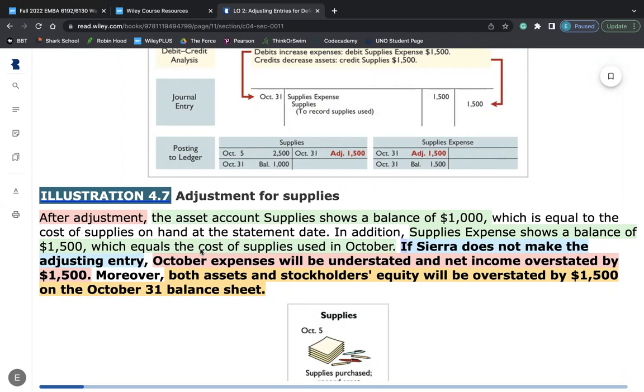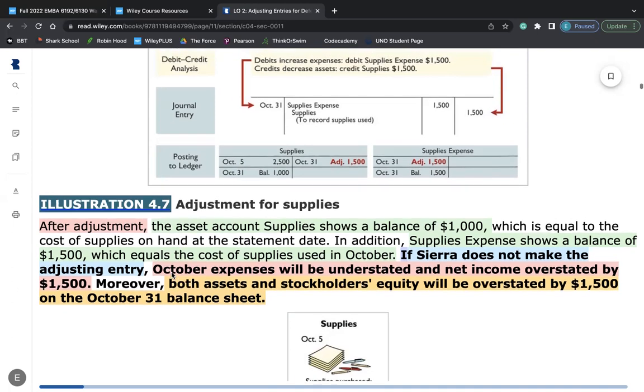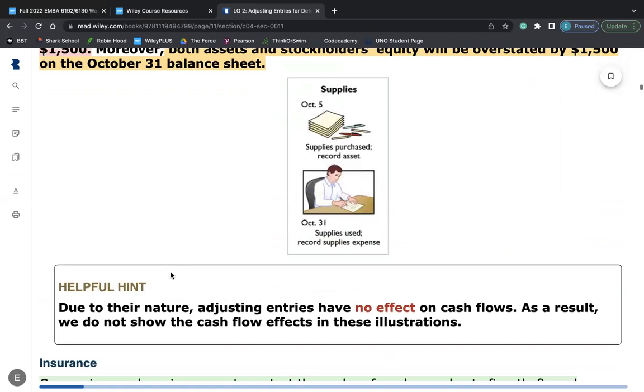So what this means is, if somebody says, hey, we didn't use these supplies, or they forget to mark it down, then the assets and stockholders' equity can be overstated. And if anybody wanted to be a little crooked, they can say, hey, we have this many supplies, and they record that. Boom, the company's assets actually look a little better on the sheet. So it's very, very important.